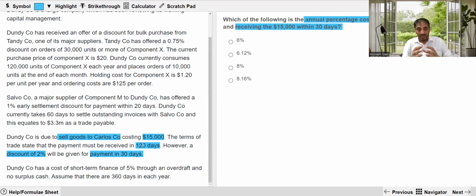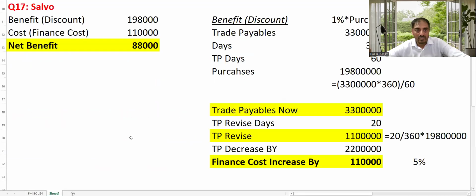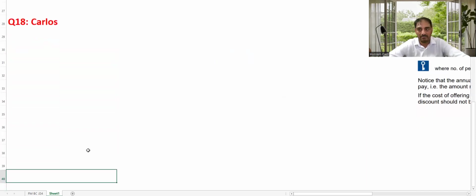So right now we are offering our customer a credit term of 120 days. But now we are offering a 2% discount for early settlement payment within 30 days, and the amount received is $15,000 within 30 days. You need to calculate the annual percentage cost of the discount. Now, the question about Carlos.